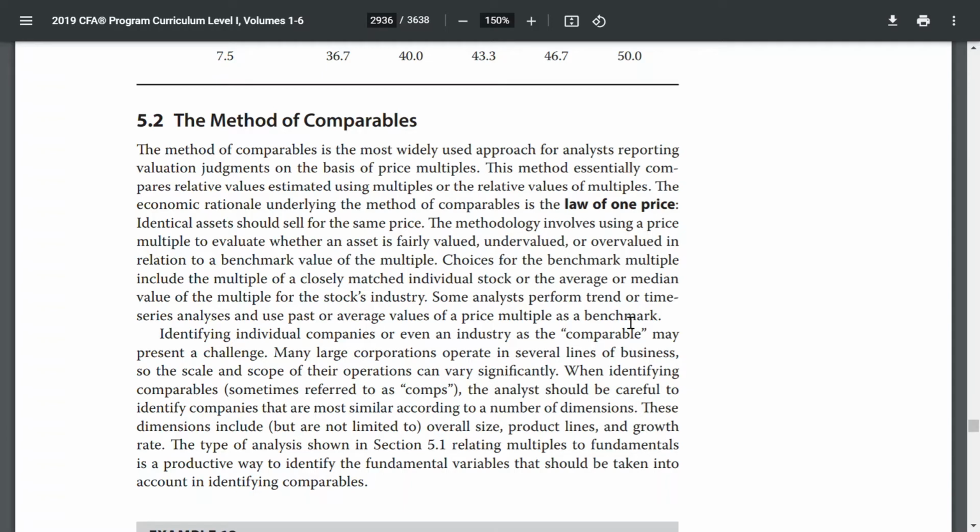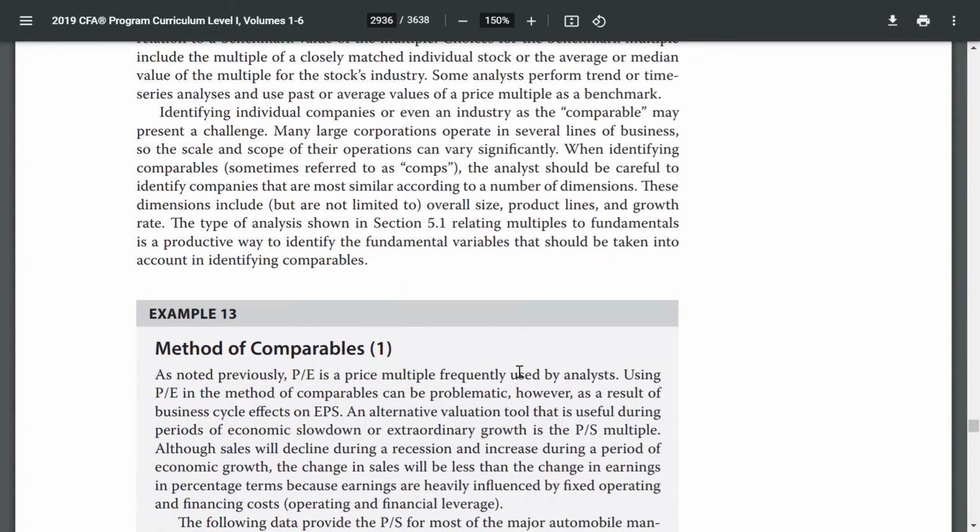Yes, identifying the individual companies or even the industry as a comparable may present a challenge. Many large corporations operate in several lines of business, so the scale and scope of the operations can vary significantly. When identifying comparables, the analyst should be careful to identify companies that are most similar according to a number of dimensions. These dimensions include, but are not limited to, the size, production lines, growth rate, and the type of analysis shown in section 5.1, which relates multiples to fundamentals, is a productive way to identify the fundamental variables that should be taken into account in identifying comparables.